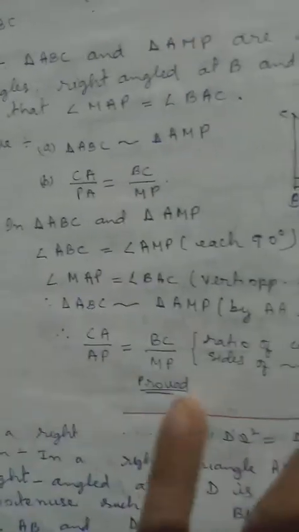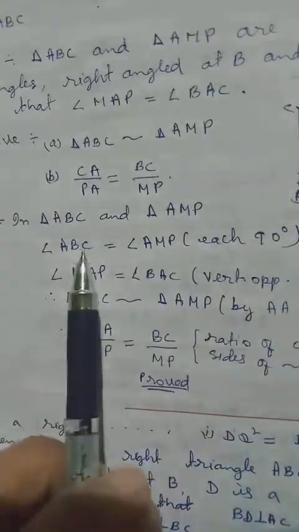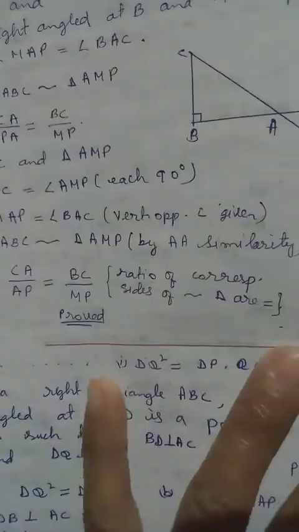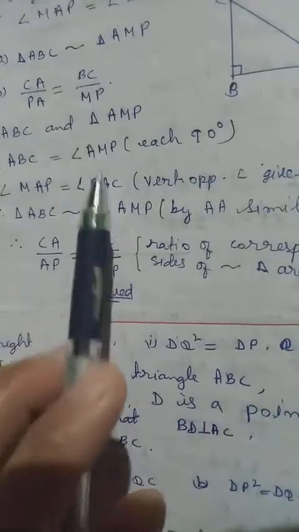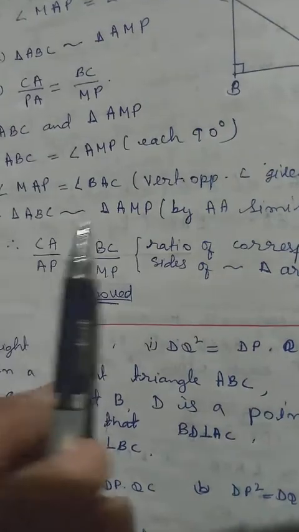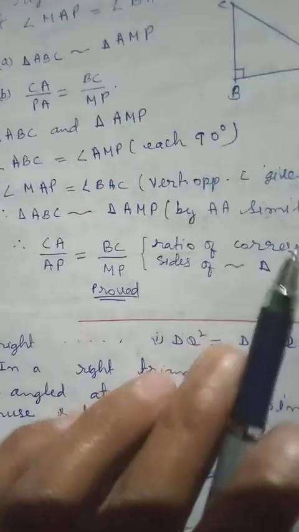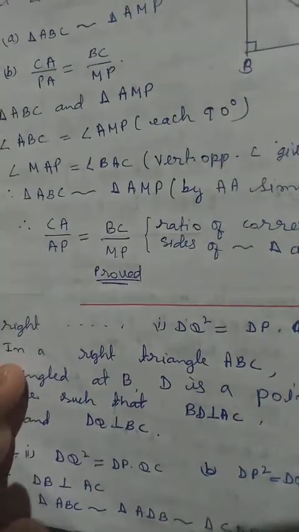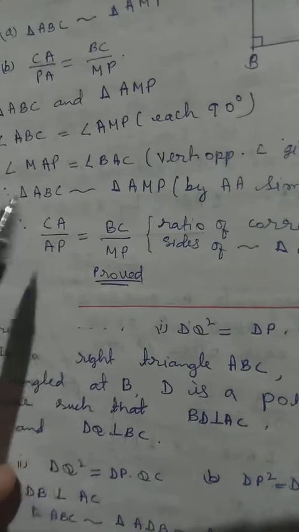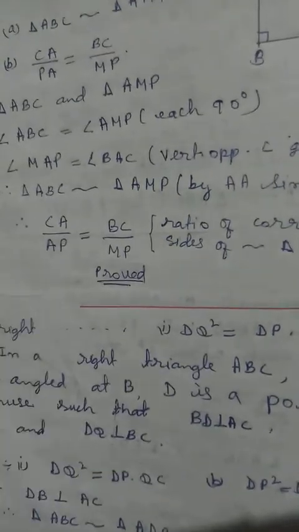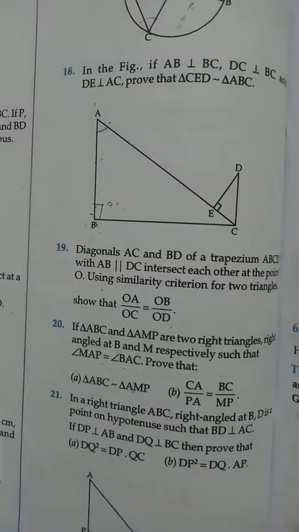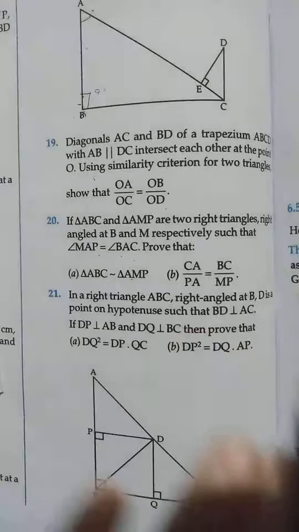So please write properly. Compare those two triangles. We have these two equal because each is 90 degrees. This one is already given, and at the same time they are vertically opposite angles. Then, because we have two angles equal, the triangles are similar by AA similarity. So if the triangles are similar, the ratio of corresponding sides will be equal. So if we take base by base equal to hypotenuse by hypotenuse or perpendicular by perpendicular. We will move on next to question number 21.